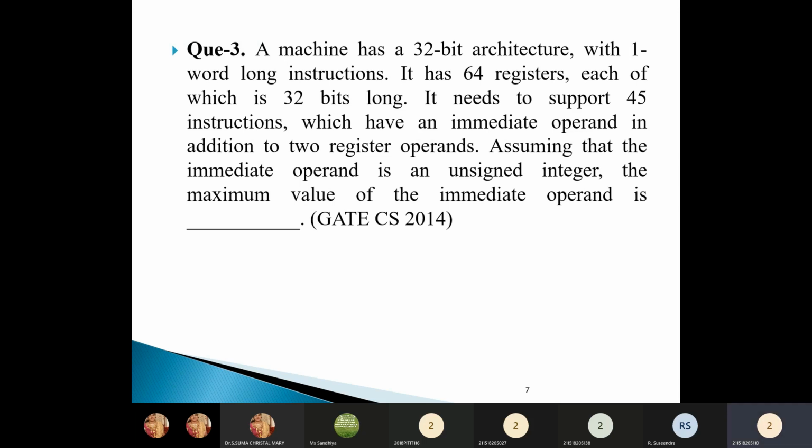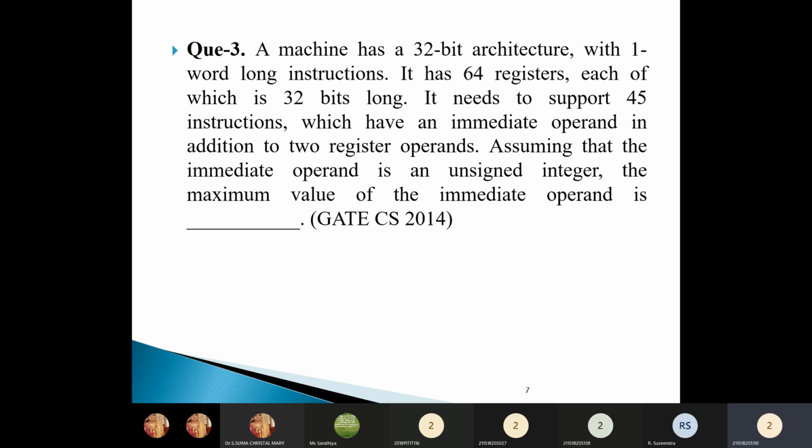Question 3. A machine has a 32-bit architecture with one word long instructions. It has 64 registers, each of which is 32 bits long. It needs to support 45 instructions which have an immediate operand in addition to two register operands. Assuming that the immediate operand is an unsigned integer, the maximum value of the immediate operand is. So we have to find the answer for this.